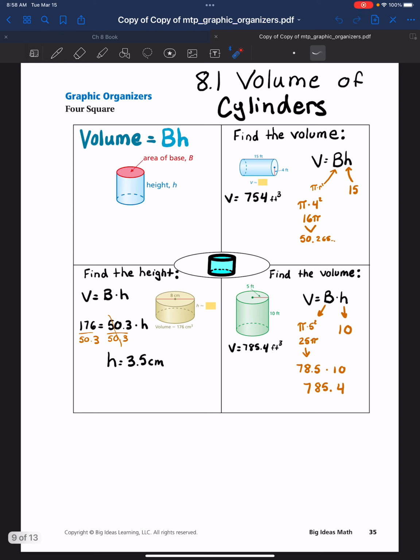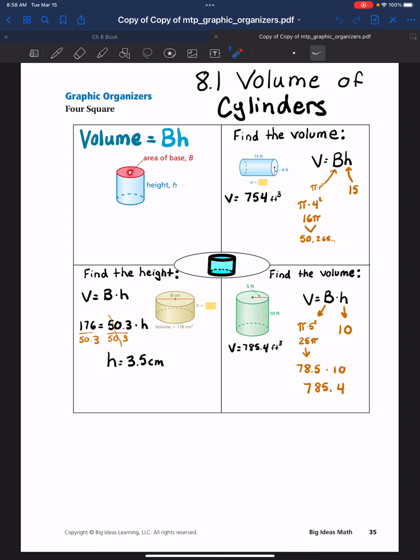The first thing we learned was how to find the volume of a cylinder. This was, in my opinion, the easiest of the formulas that we learned because it was just two things, base times height. But more specifically, the area of the base times height. So remember, area of the base is pi r squared.